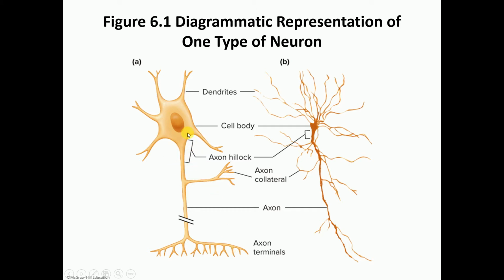This axon hillock or this funnel-shaped area is extremely important, so that when we get to talk about the electrical changes that happen on the axon, all of these changes they start at that axon hillock.